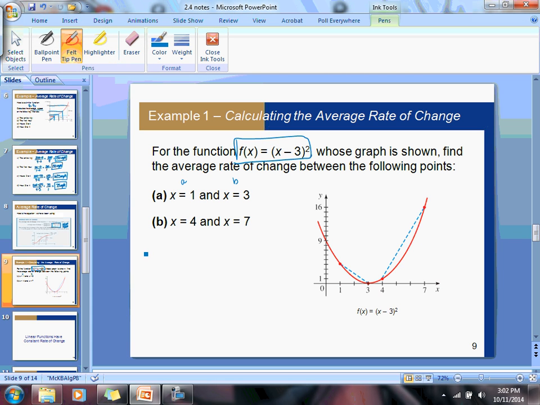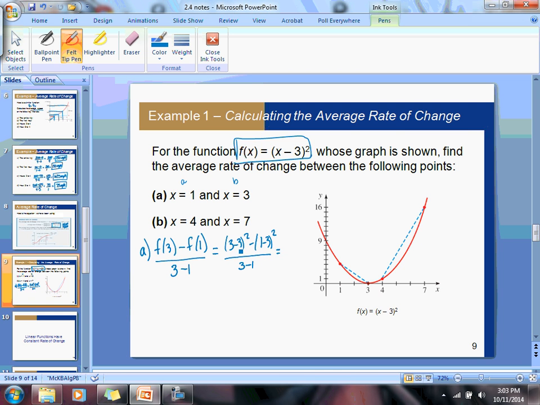Okay, so for part A, I'll do my work down here. We're going to have f of 3 minus f of 1, all over 3 minus 1. Now f of 3, if you want to substitute it into the equation, we could. We'd have 3 minus 3 squared, and then 1 minus 3 squared, all over 3 minus 1 still.